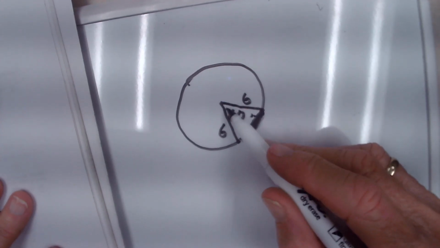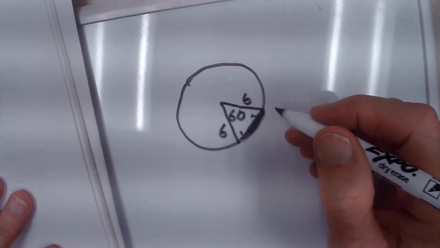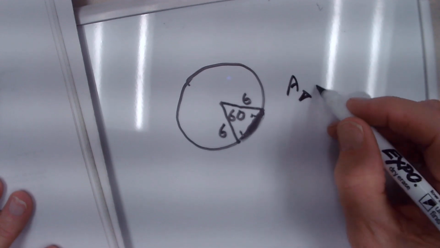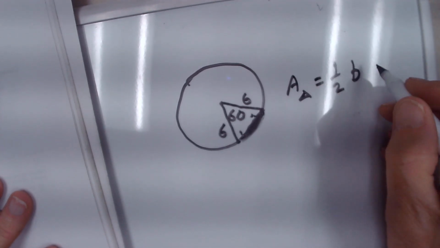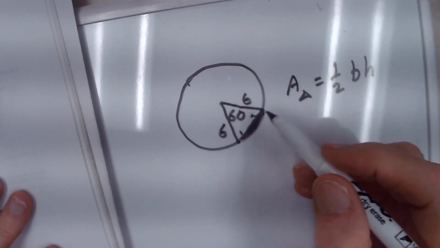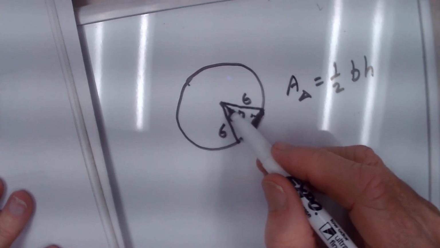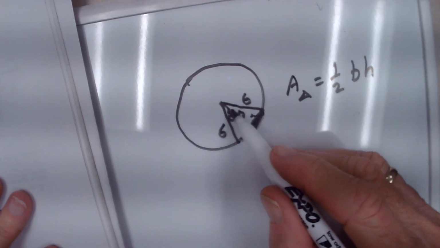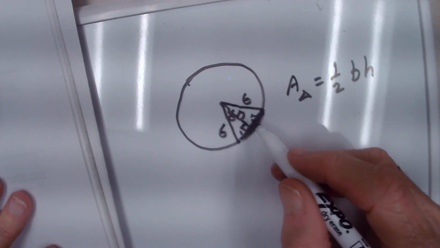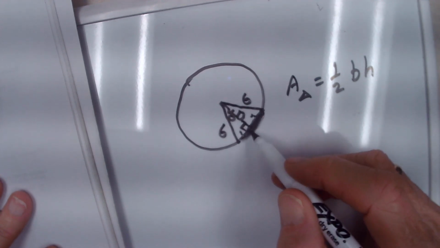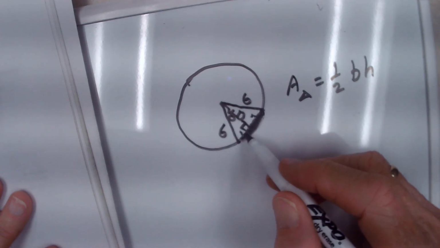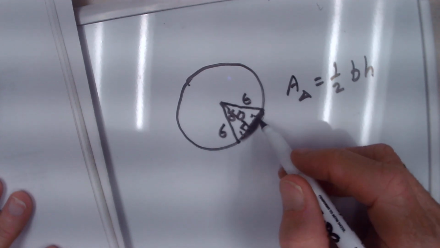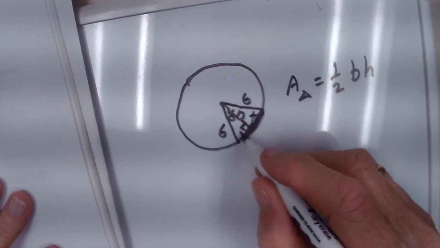Okay, so this is an equilateral triangle, and its area equals 1/2 base times height. Well, we don't know what the height is, but we got to draw, make a right angle. That's going to be the height, and that's going to bisect the 60 degrees. That's going to bisect this down here, and that's going to be equal. I'm going to say this is going to be x and x.